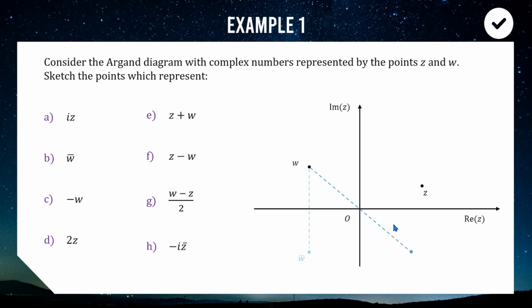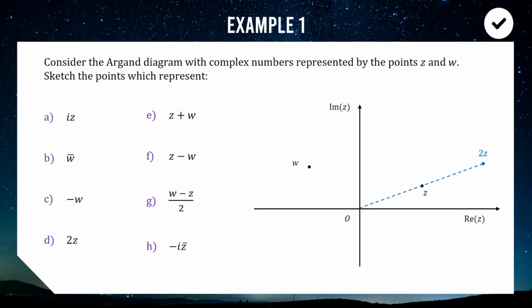For question C, we're going to do negative w. So we're going to take w and reflect it through the origin. It's kind of like we're rotating 90 degrees and then rotating 90 degrees again. So the imaginary part is swapping sign, and so is the real part. So right here is negative w. The vector just turns around and points the other direction. For question D, we're looking at 2z. So we're going to take the length of the vector z from the origin, and we're just going to double it. So here is z. We're going to double the real component, and we're going to double the imaginary component. And so right here is z doubled, or 2z.